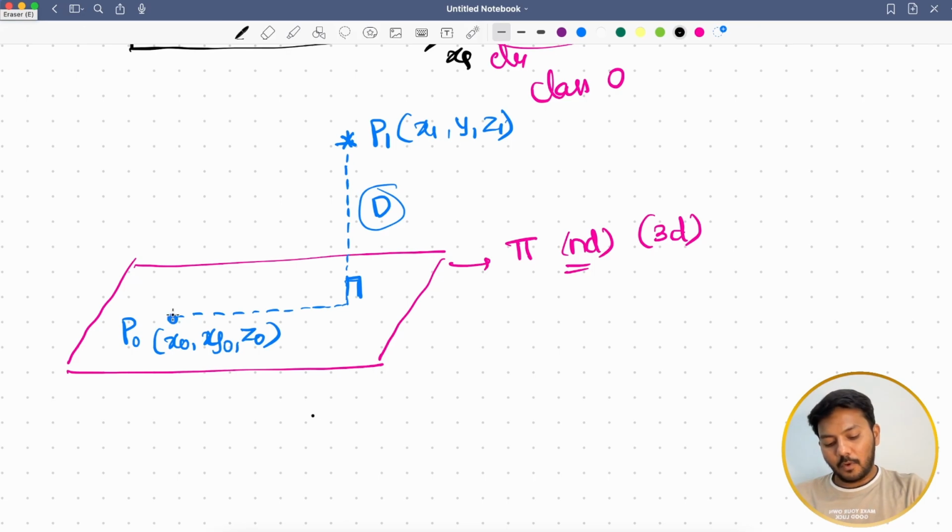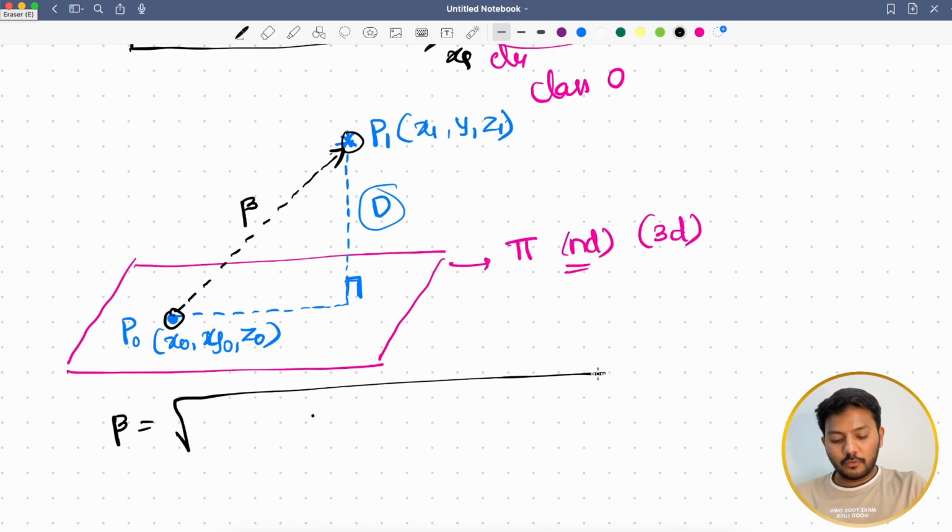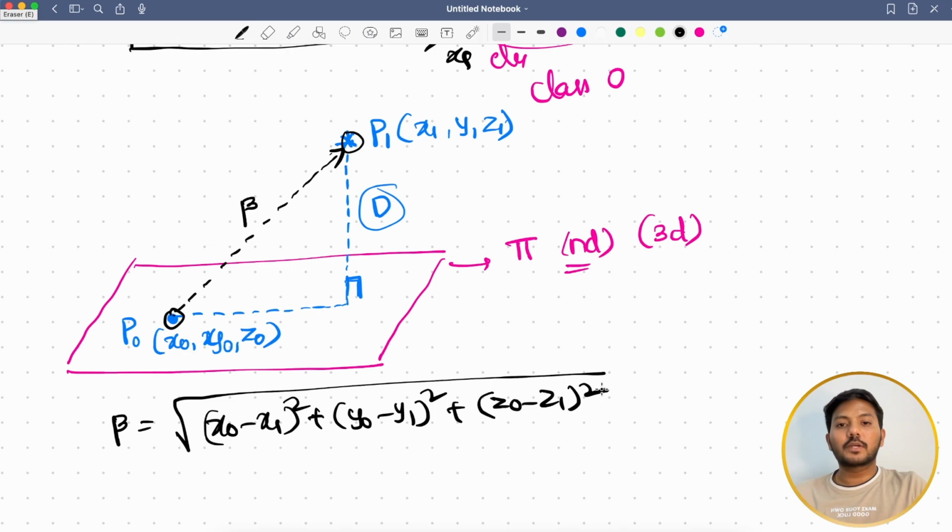Now from this point, I will connect these two, P and P1. And we have seen in the previous videos, right? The distance between 2 points, let's assume as beta. So this beta is calculated as the square root of (x0 minus x1) whole square plus (y0 minus y1) whole square plus (z0 minus z1) whole square. We have learned that in the previous videos, right?